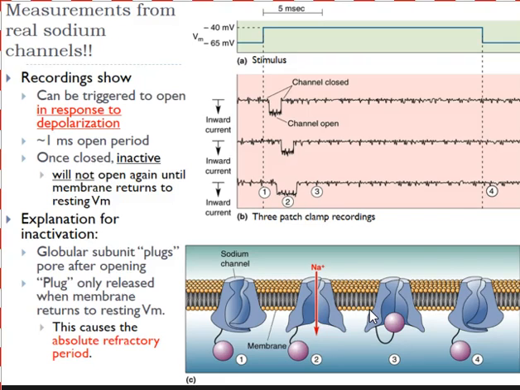There's a way in which I like to say the globular subunit, this inactivation gate, is responsible for the absolute refractory period. It's the thing you have to reset and undo in order to get the neuron to be able to fire an action potential again. How's that? Is that okay? Questions on what we're doing with sodium channels? This is how they work, these voltage-gated sodium channels.